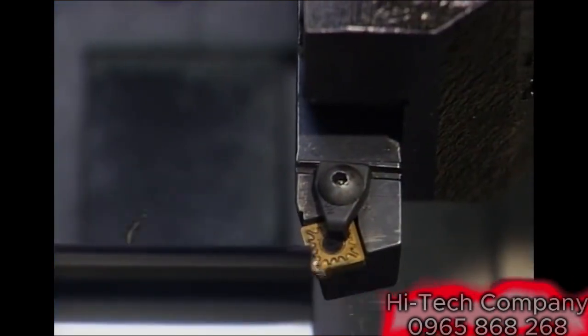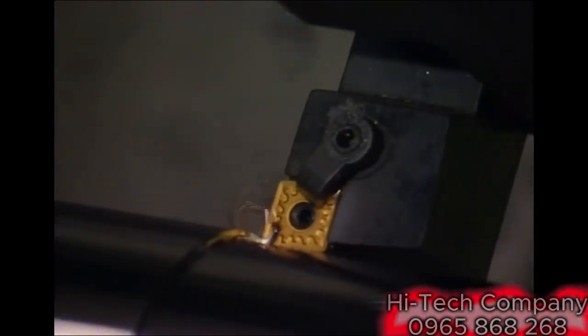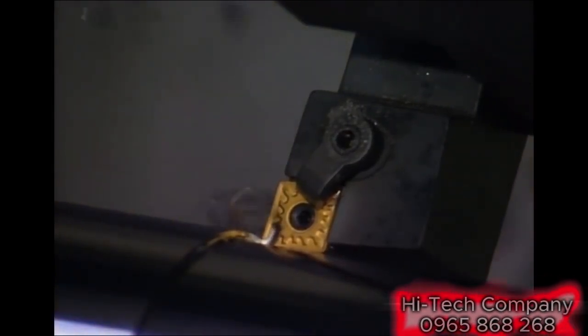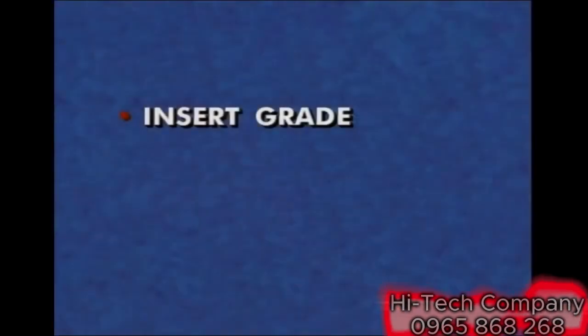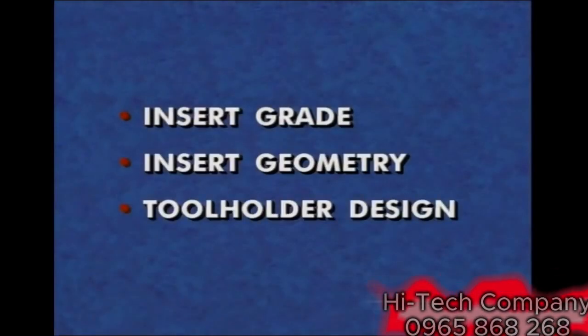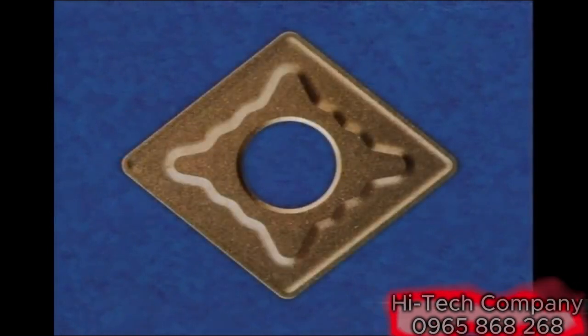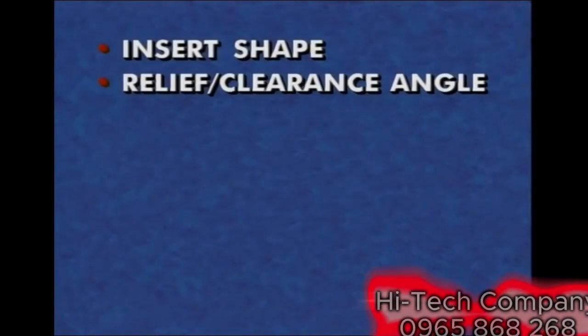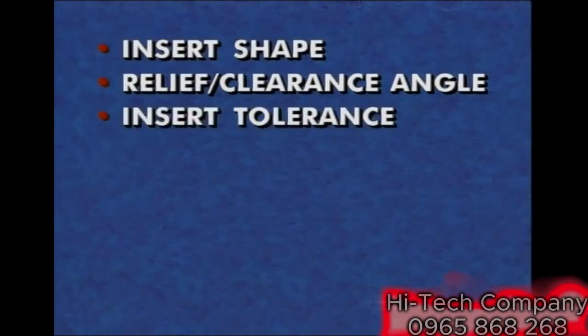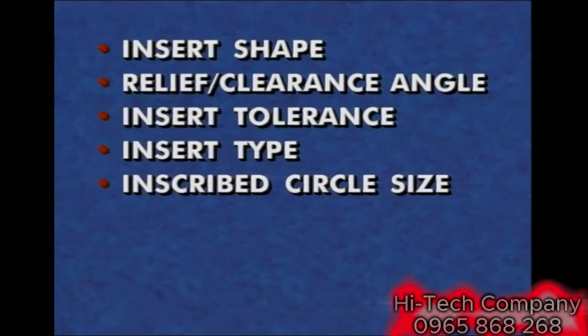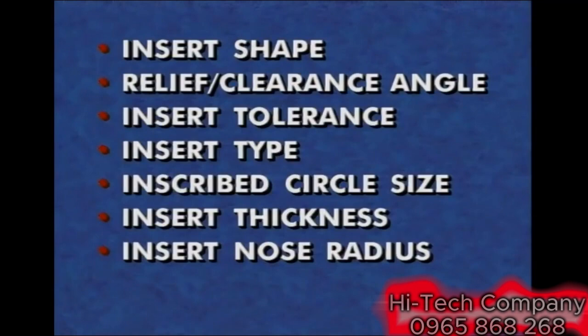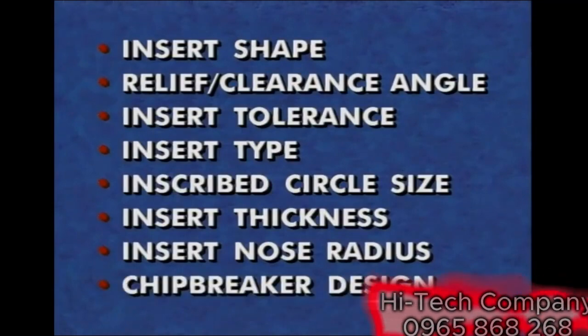Cutting tools fall into 2 broad classes: single point and multi-point tools. Turning uses single point cutting tools, usually coated indexable carbide inserts. Selecting turning inserts involves choices of insert grade, geometry, and tool holder design. The geometry of an insert includes its shape, relief or clearance angle, tolerance, type, its inscribed circle or IC size, thickness, nose radius, and the insert's chip breaker design.